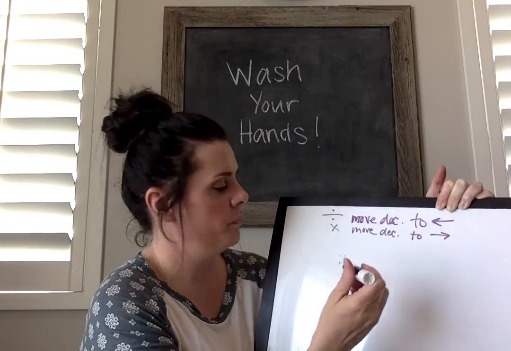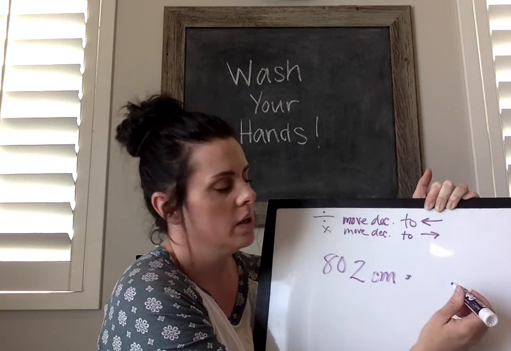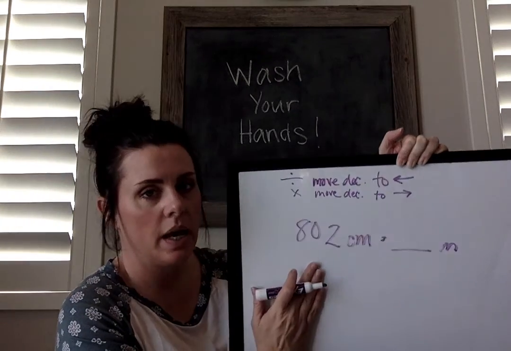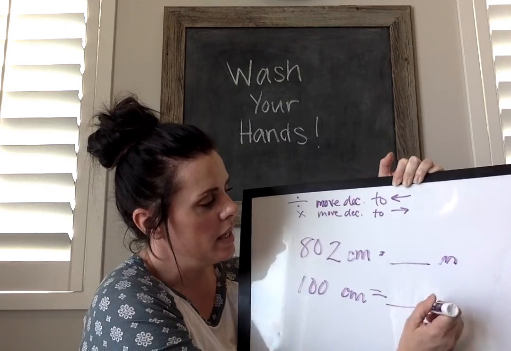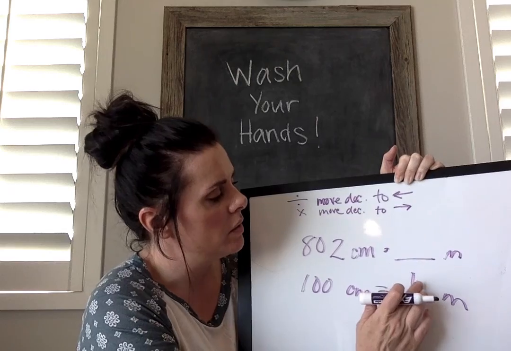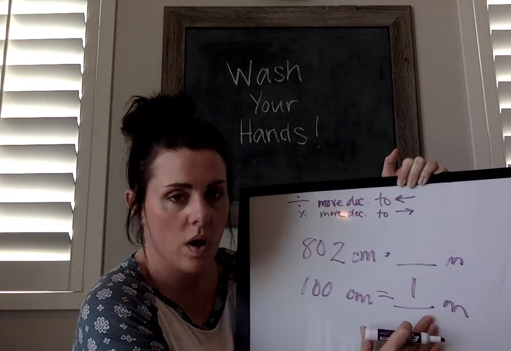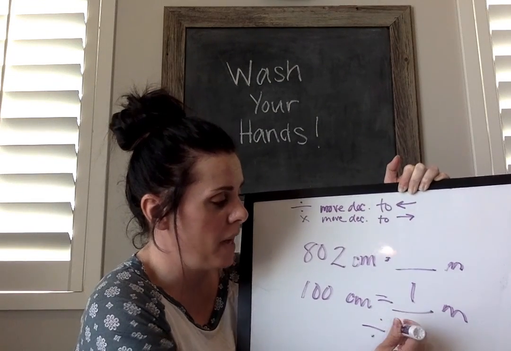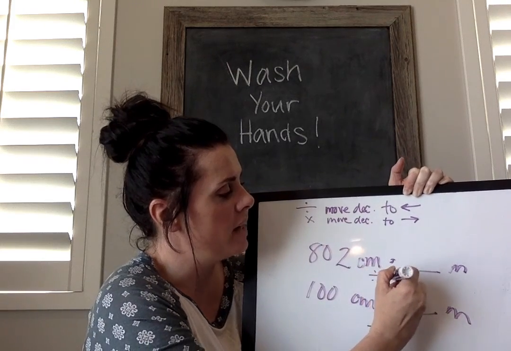Okay, let's look at number 2. We've got 802 centimeters is how many meters? Okay, well, let's do the same thing we did last time. There is 100 centimeters in 1 meter. I'm going from 100 down to 1. So to get from 100 to 1, I divide by 100, right? So I'm going to do the same thing up here. I'm going to divide by 100.